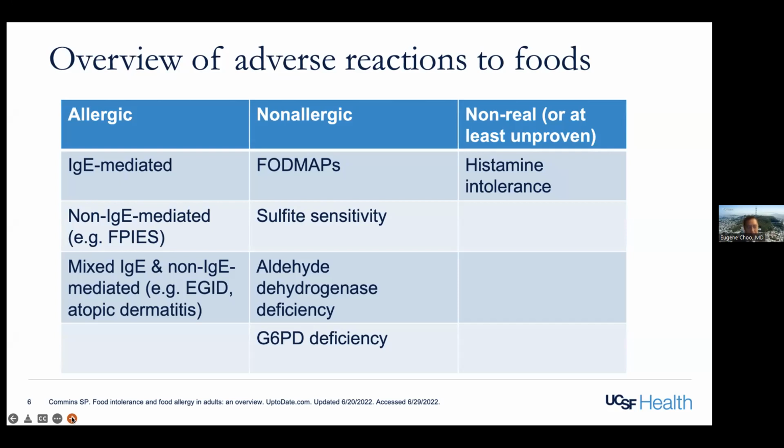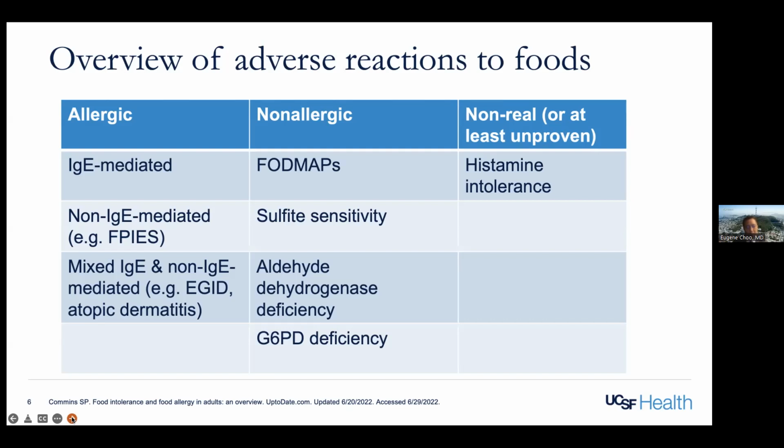Sort of the allergic category, of course, is going to be the most important one for us. We think about IgE-mediated food allergy. We think about non-IgE-mediated food allergy. And then we also think about the sort of mixed reactions, including EGID, and then potentially the effects of foods on an entity like atopic dermatitis, aka eczema.